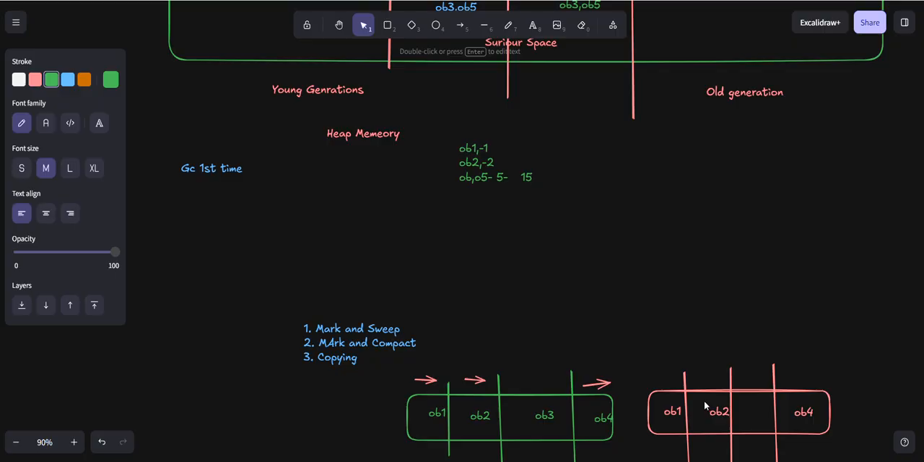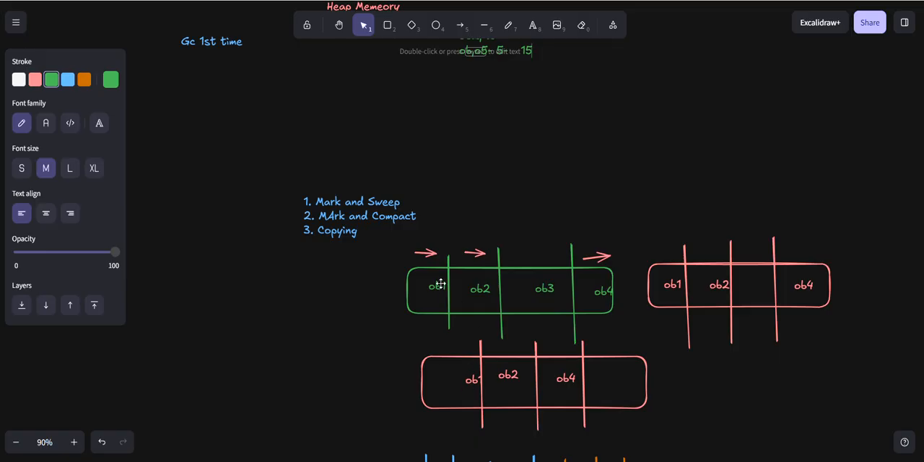The next algorithm is mark and compact. It also marks the objects which survived. If you see, object 1, object 2 and object 4 survived, and it marked those objects. In the arrows you can see the marking signs. Then it compacts the memory. If you see here, in place of object 3 it moves object 4 inside that space, compacting the memory size. So it fixes the fragmentation problem.